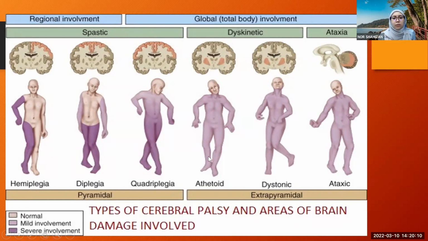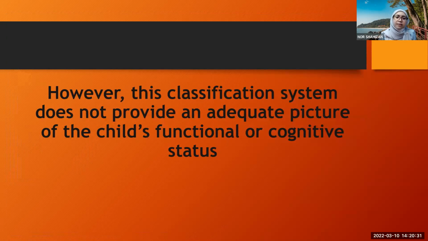When there is a lesion in the subcortical region, it will lead to athetoid, dystonic or ataxic movement, all presented with different kinds of movement. Hopefully you can understand. If not, you can ask your leader to get my slides later.